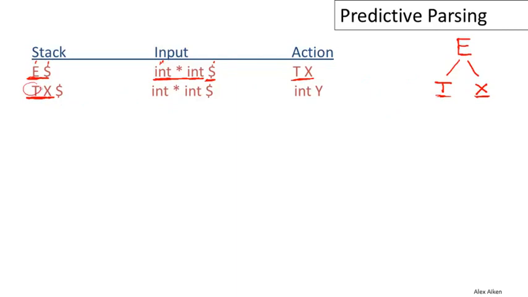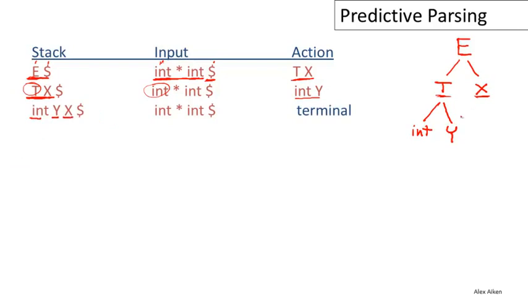And now if we look at the T, int entry, it says to use T goes to int Y. And so now we can expand T by int Y. And now what's going to happen is T is popped off the stack, int and Y are pushed onto the stack, and now notice the stack is int YX from top to bottom. The frontier of the parse tree is int YX.